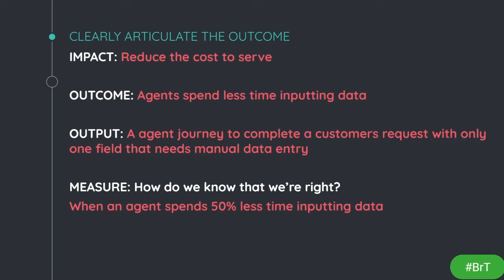So our outcome was to help agents spend less time, so that was the behaviour change: spend less time manually inputting data. An example of an output that led to that outcome was we looked at a journey where we had maybe 10 fields where they had to type away manually entering data in. And what we did is we reduced that so they only had to enter 1 field, so we'd automated things.